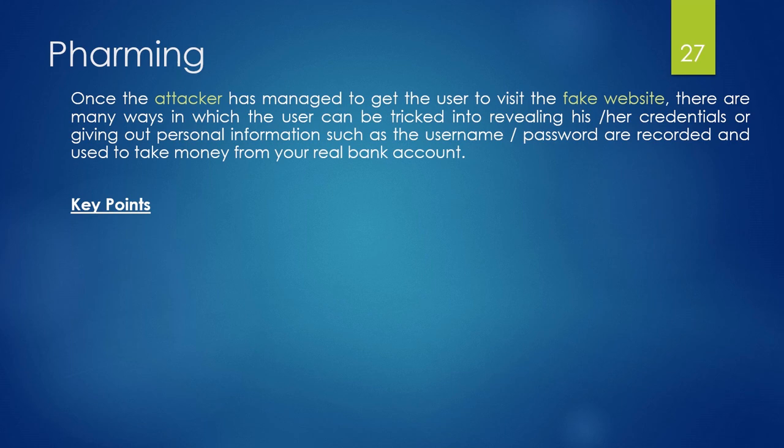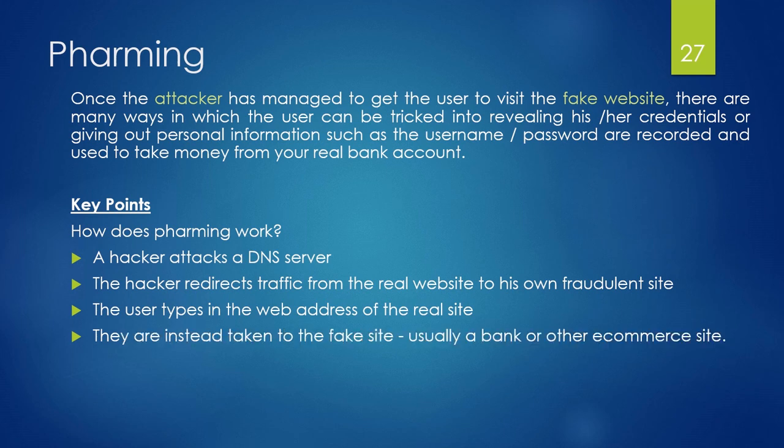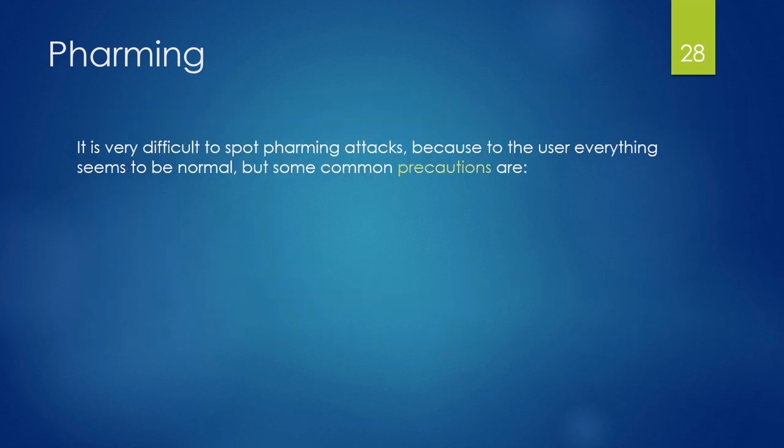Here are some key points on how pharming works. A hacker attacks a DNS server. The hacker redirects traffic from the real website to his own fraudulent site. The user types in the web address of the real site. They are instead taken to a fake site, usually a bank or other e-commerce site. It is very difficult to spot pharming attacks because to the user everything seems to be normal.